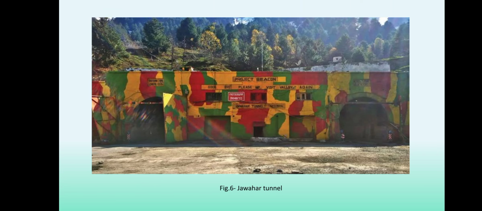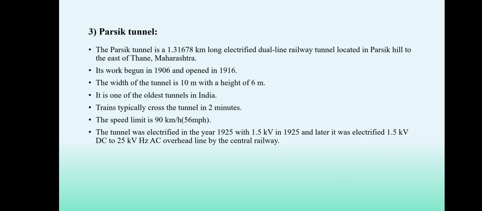Parsik Tunnel. The Parsik Tunnel is a railway tunnel which is 1.31678 km long, an electrified dual line railway tunnel located in Parsik Hill in the east of Thane, Maharashtra. Its work began in 1906 and it opened in 1916. The width of the tunnel is 10 meters with a height of 6 meters.